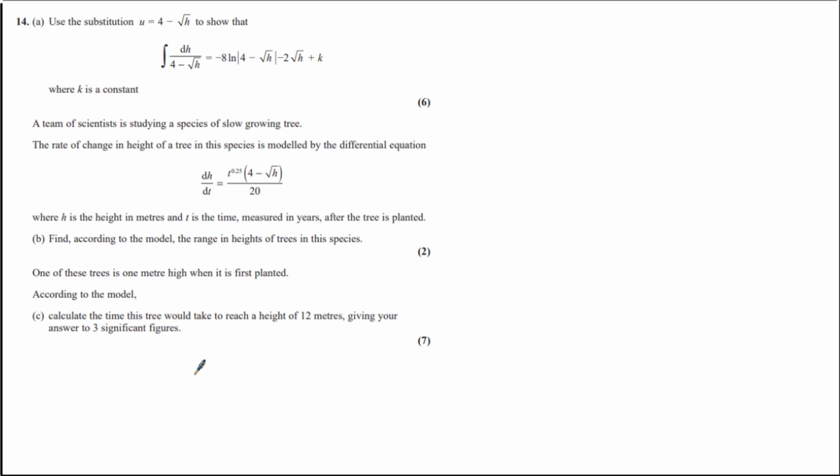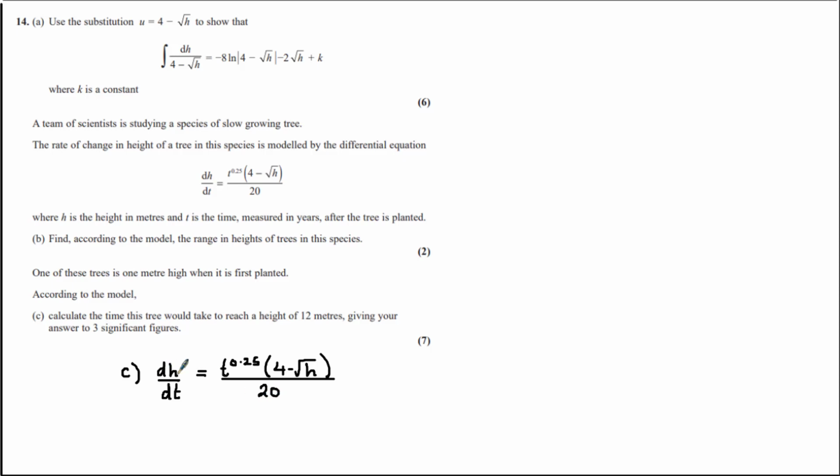Remember in the previous question I said that the height was a function of time. So if we're able to find the general equation which links the height with the time, then we can work out the time if we know that the height is 12 meters. Given this equation, dh over dt is equal to t to the power of 0.25 times 4 minus root h over 20, we can work out a general equation linking h and t by integrating this using the separation of variables method.